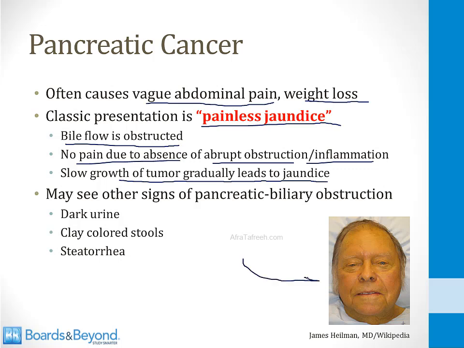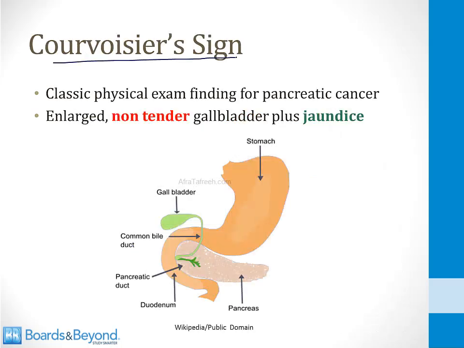This is a picture of a man with jaundice on the screen here. You can see that his skin is yellow. You can also see other signs of biliary obstruction in pancreatic cancer, things like dark urine and clay-colored stools and potentially steatorrhea. Courvoisier's sign is a classic physical exam finding for pancreatic cancer.